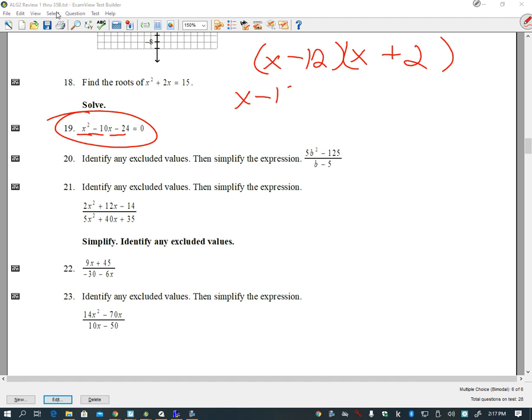Now we're doing x minus 12 equals 0, and x plus 2 equals 0. So what does x equal? 12 and negative 2. Those are my solutions. Because it's just math, there's no real-world scenario. We're not talking about distances or boxes or anything like that, so we can take both those answers. Does that work for you guys?